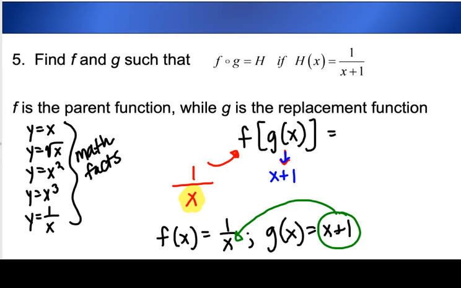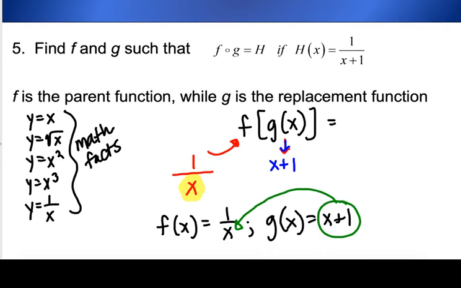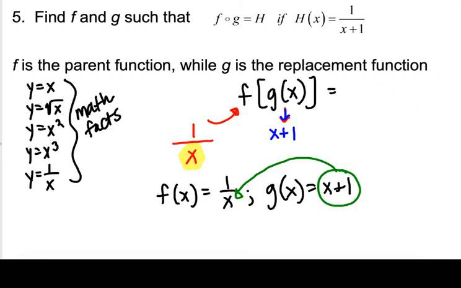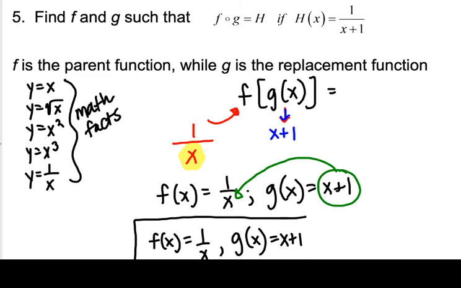So that indeed is your answer. I'm going to rewrite it. f of x is 1 over x, g of x is x plus 1, and that is going to give us a composite function for f of g of x equaling h of x, 1 over x plus 1. It's cool stuff.